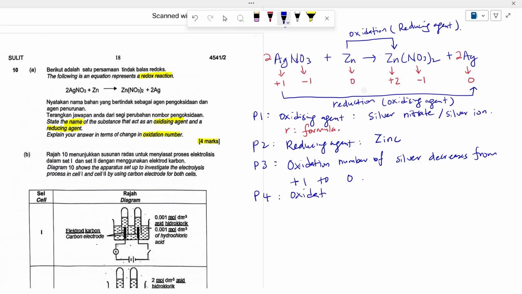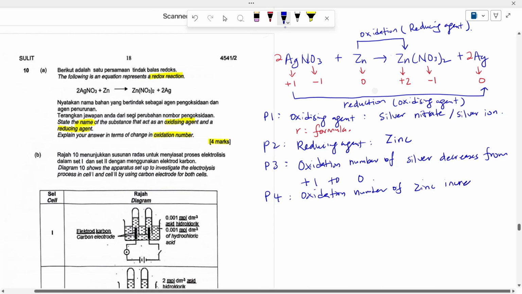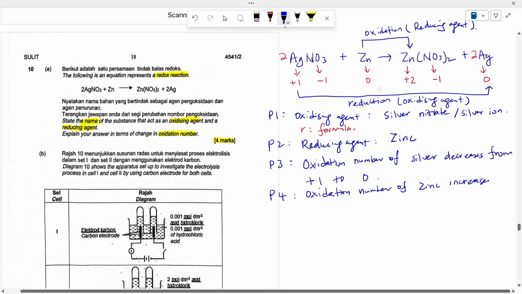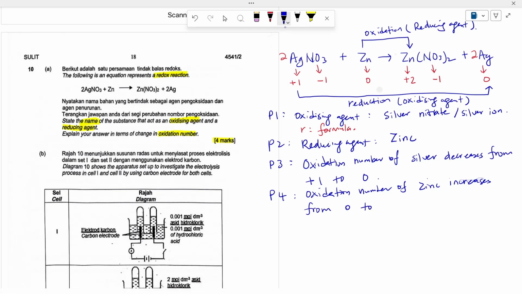Then point number 4, the oxidation number of zinc increases from 0 to positive 2. Okay, so these are the 4 points for these 4 marks. Okay, next.